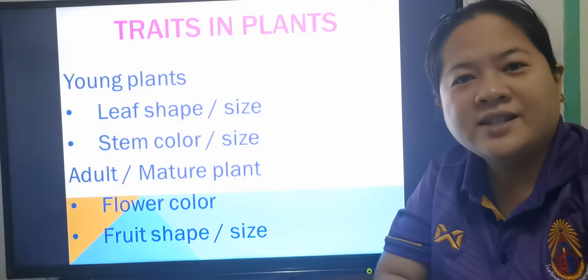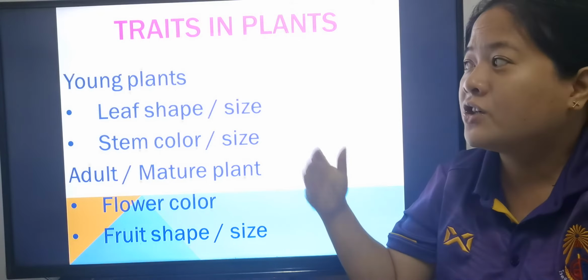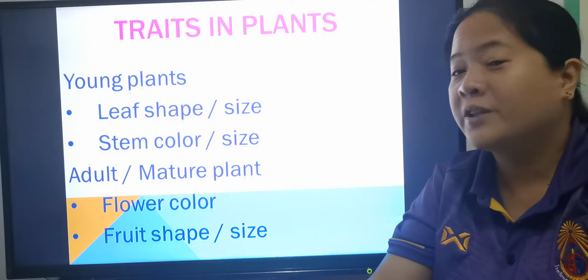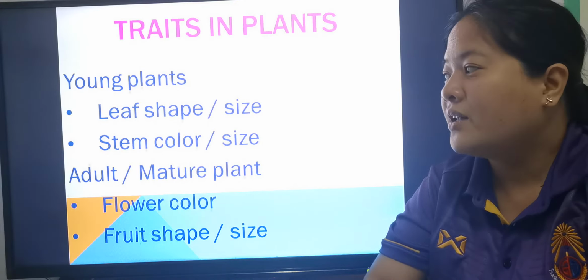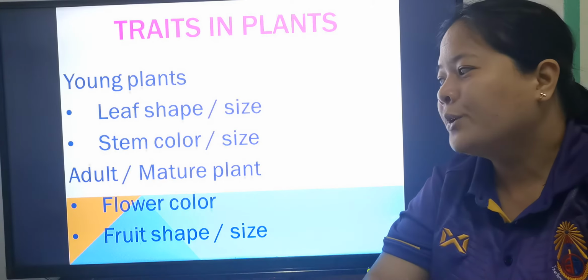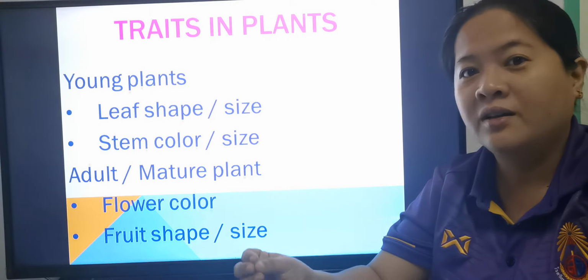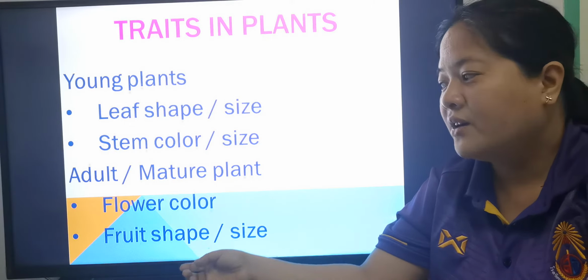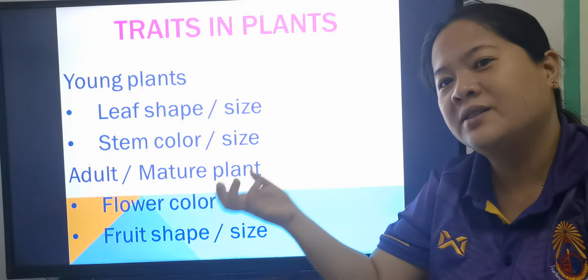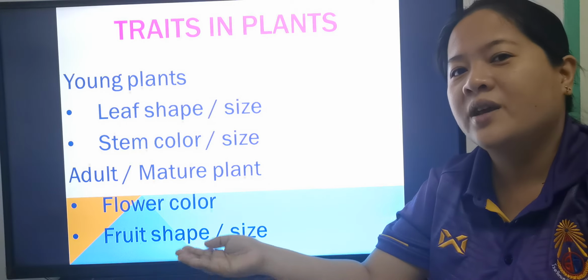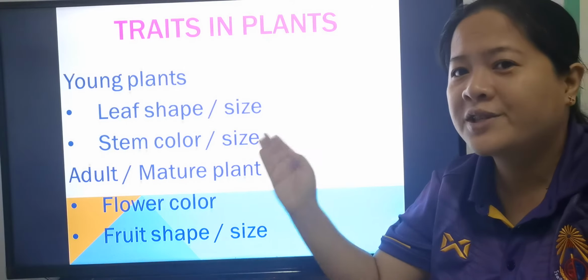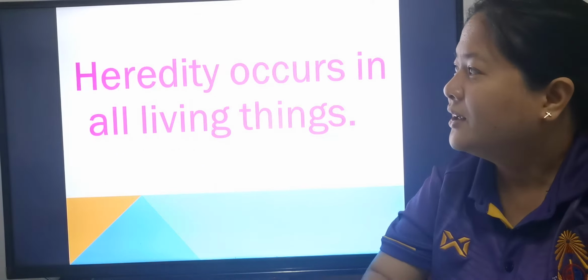So these are the traits in plants. There are many traits in plants, but these are just examples. For the young plants, you can look at the leaf shape or the size of the leaves. And you can look at the stem color or the size of the stem. And for mature plants, you can look at the flower color, the shape, the size, and also the fruits. You can look at the fruit shape and fruit size. These are the traits that you can check or compare. So these are the different traits in plants.